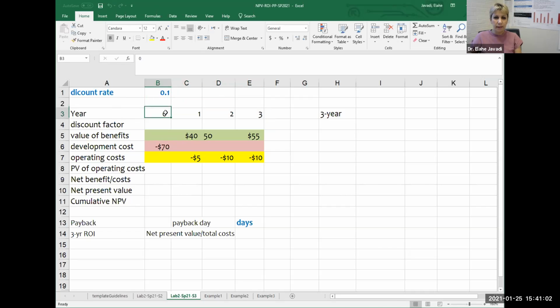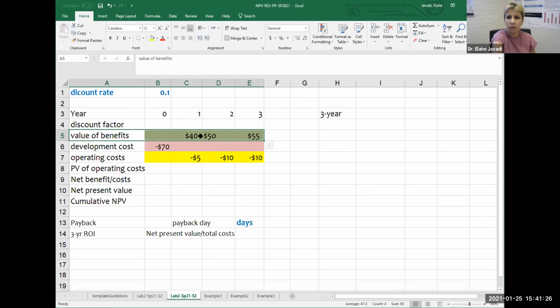So we have the discount rate and the number of years that you are anticipating the project will be in place. I want to make sure this is dollar value. Then you have the value of benefits. I have 0 for year 0, which is the current year. And I have some values for the upcoming years. So these are the predictions that you're making. I'm going to predict that we're going to earn $40 million in year 1, $50 million in year 2, and $55 million in year 3.